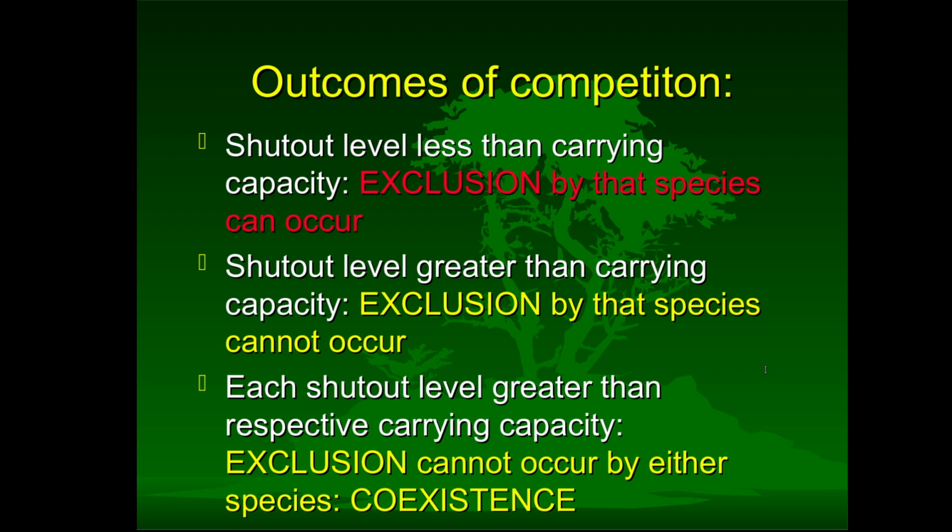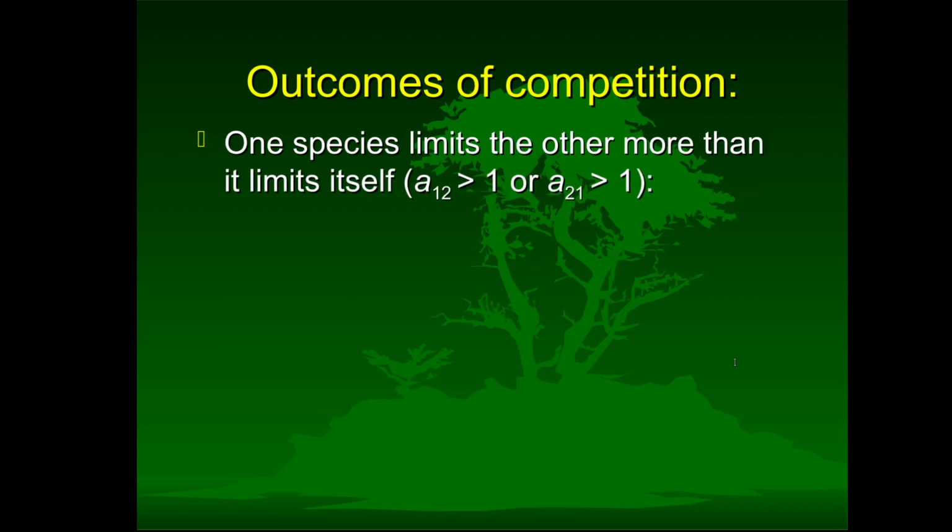And if both shutout levels are less than the respective carrying capacity, then both species can shut out the other. And which one wins depends on where the starting position is and which species has the highest reproductive rate. And these conclusions can be interpreted in terms of the competition coefficient.